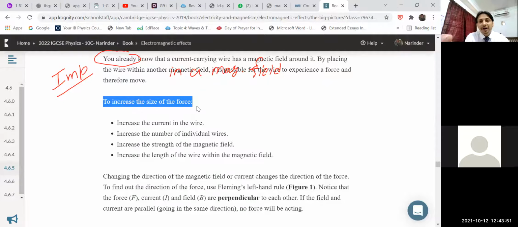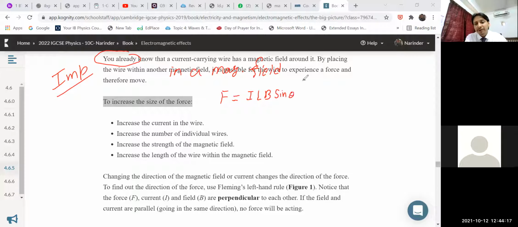So basically, children, there is no mathematical equation given in your textbook, but I'm interested to write down one equation that is very famous for grade 11, 12. It is not part of the IGCSE syllabus, but still I recommend you make a note of this equation. F equals ILB sin theta. It's a trigonometric function, you know, sin theta, cos theta, tan theta, but here we have sin theta.